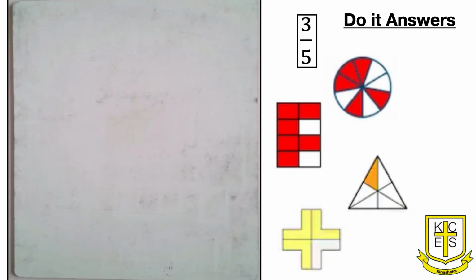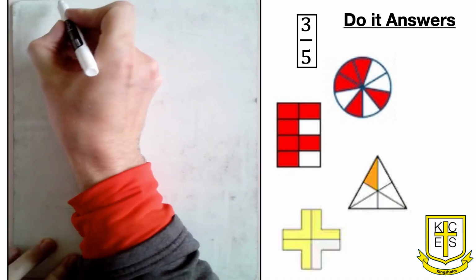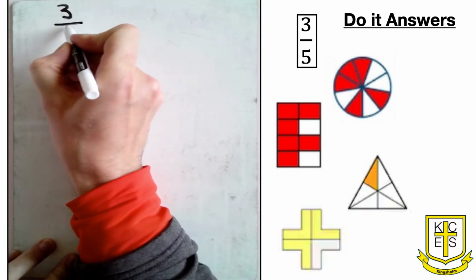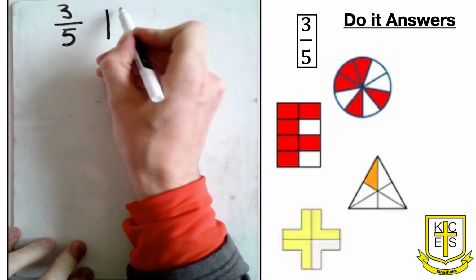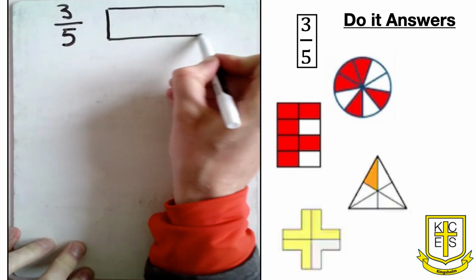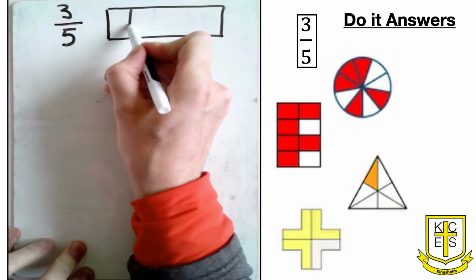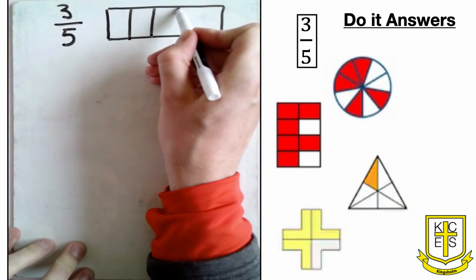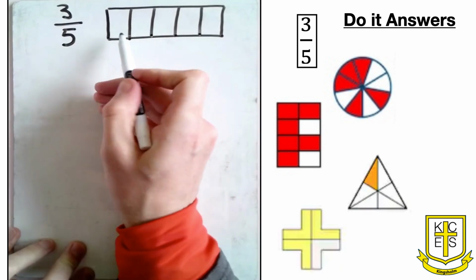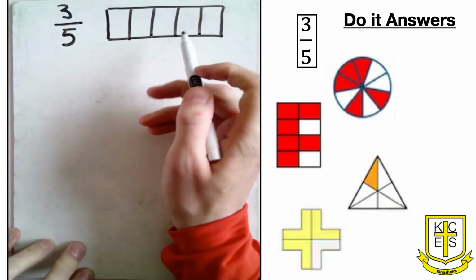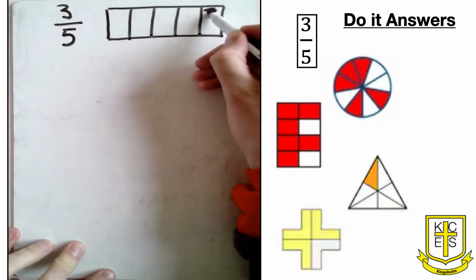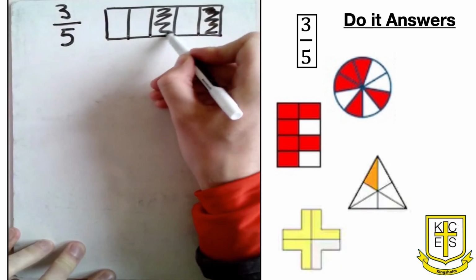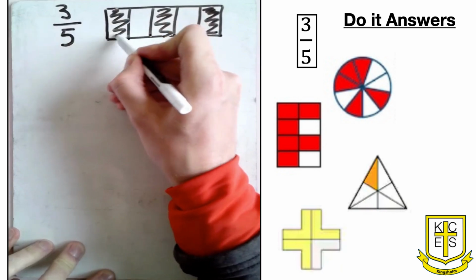Now if we look at the other column, I start off with 3/5. So 3/5 is my starting, which means the whole has been divided into 5 equal parts. 1, 2, 3, 4, 5. 5 equal parts. My numerator tells me I've got 3 of them. So 1, 2, 3. I can put them wherever I want. There's my bar for that one.